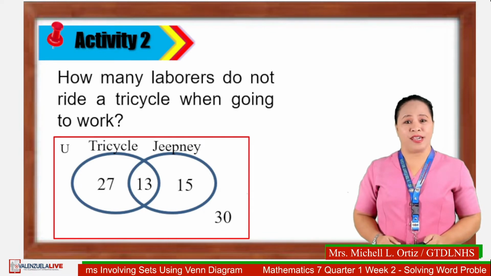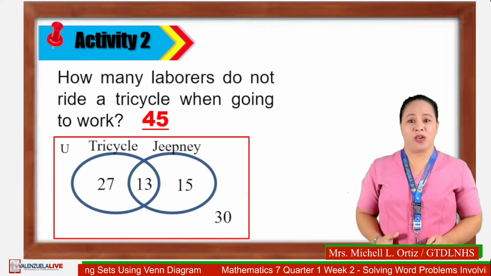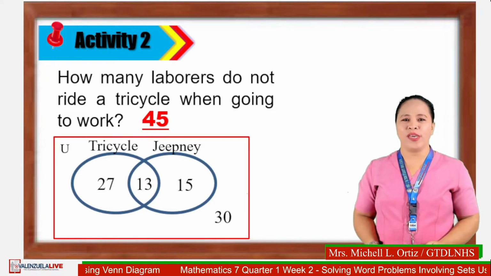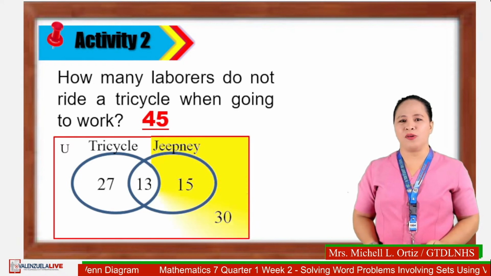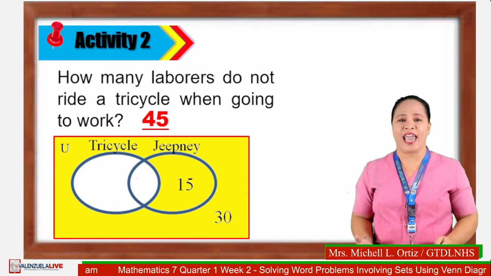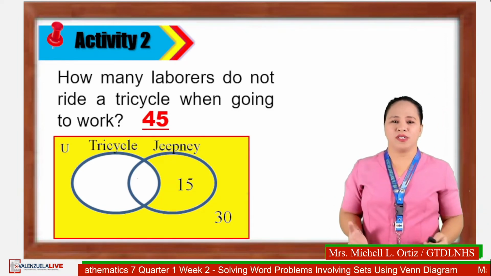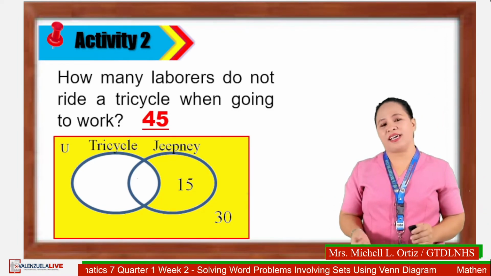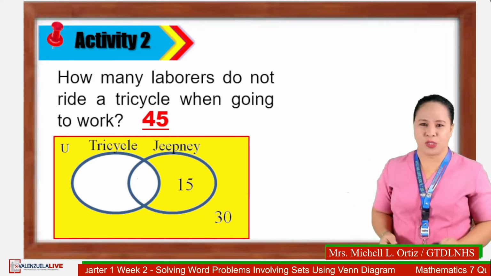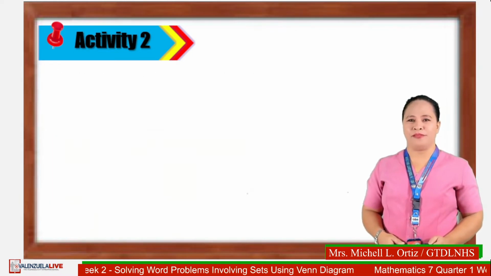If your answer is 45, then you are correct. How did we get 45? We're just going to eliminate those who are riding the tricycle. So we simply add 30 and 15. Those 30 are those who are using other transportation means like bicycle, cars, and bus or train. Next problem.